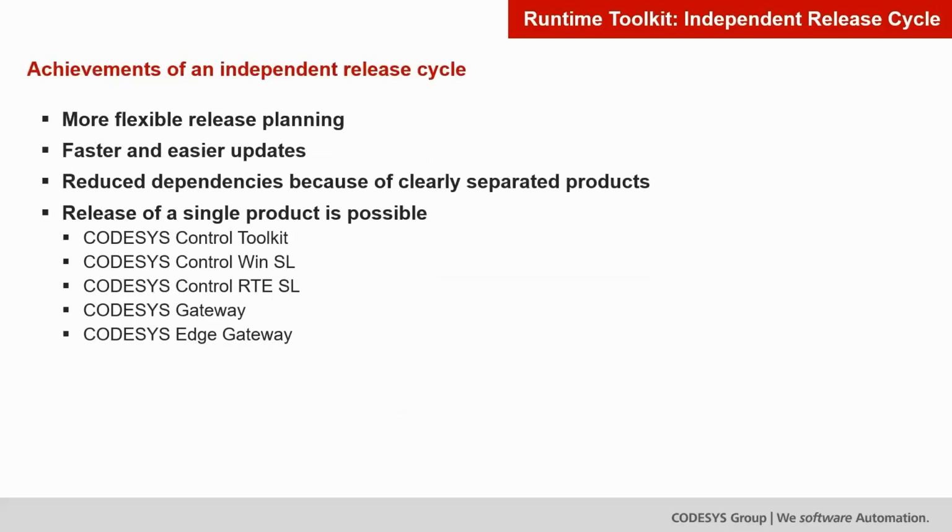What are the achievements of that independent release cycle? Our release planning will be much more flexible. This is because the releases are faster and easier, and we have reduced dependencies to other products. In fact, we are then able to release only single products, so it would be possible to just release the control runtime toolkit, or just the Win control, or the RTE could be separated as a separate product and doesn't require to also have an IDE release together with the runtime system.